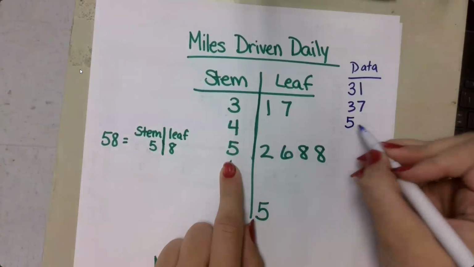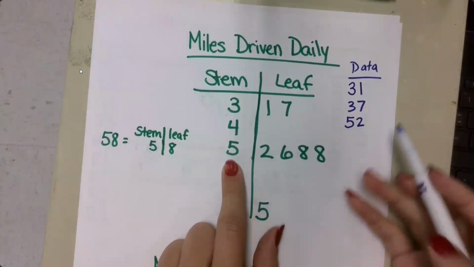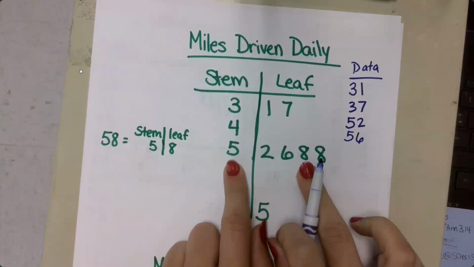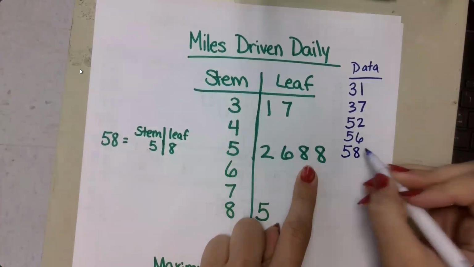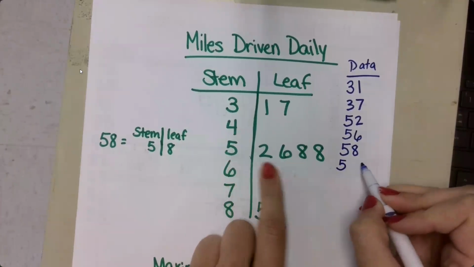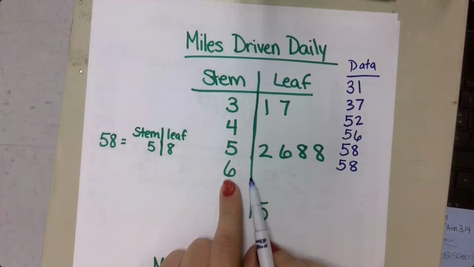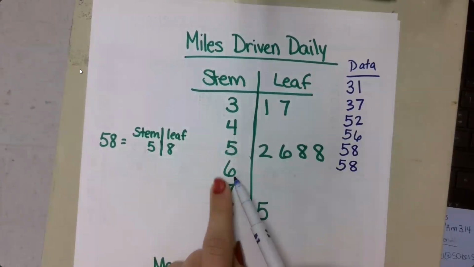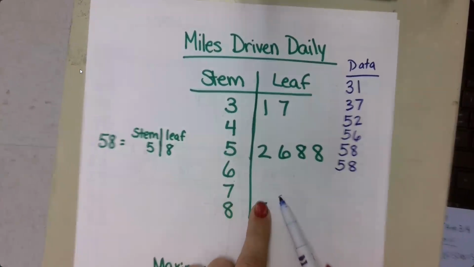Next we have 52. 5 is the stem, leaf is 2. What's our next data point? 56. Now notice here we have a stem of 5 and leaf of 8, and again a repeat stem of 5 and leaf of 8. We have no data points in the 60s, and no data points in the 70s. Nothing with the digit 6 and anything after it. Nothing with the digit 7 with anything after it.